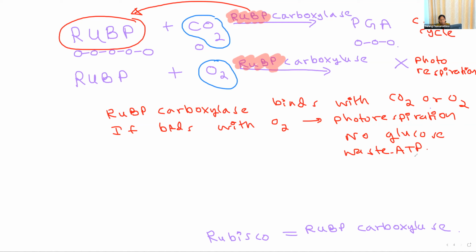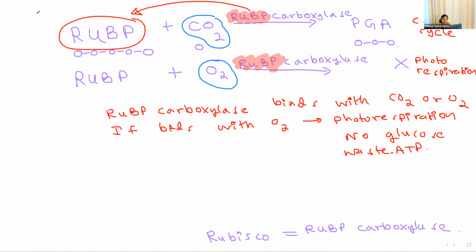So one of the adaptations in C4 plants is that they're not going to use Rubisco for their initial carbon dioxide fixation. Because if they use Rubisco, most of the time it might bind with oxygen, not with carbon dioxide. C4 plants are always in hot environments, so they have to adapt to avoid photorespiration. But they can't avoid photorespiration if they use Rubisco for this initial carbon dioxide fixation.